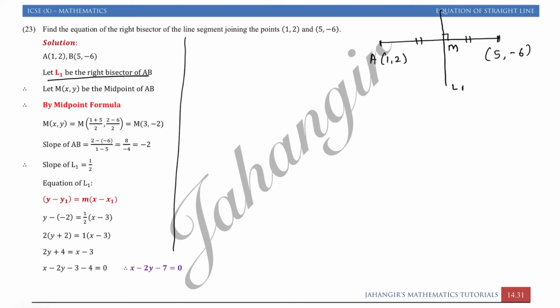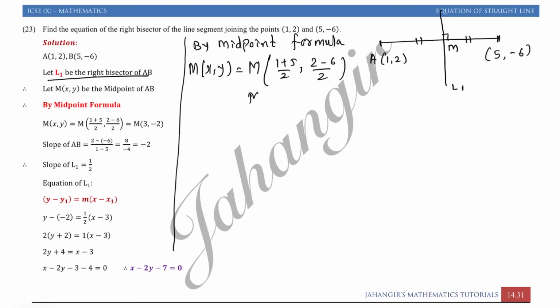So we can find M's coordinate by midpoint formula. You can write all the statements which are necessary. Let L1 be the right bisector of AB. Therefore, let M be the midpoint of AB, so that by midpoint formula M x comma y can be found out using formula M is 1 plus 5 upon 2, 2 minus 6 upon 2. 6 by 2 is 3, minus 4 by 2 is minus 2.